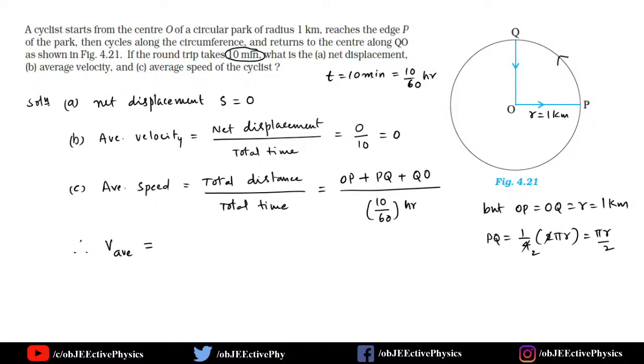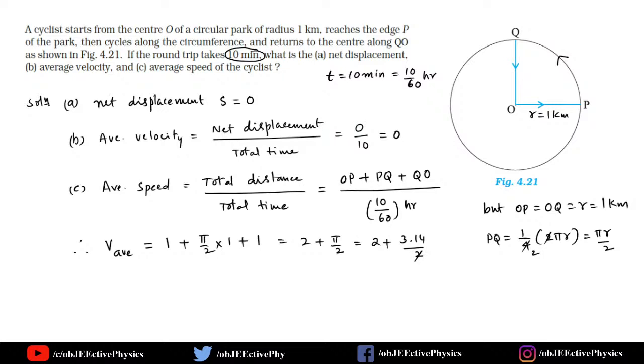average speed V average is equal to 1 kilometer plus pi by 2 into r. R is equal to 1 again, and OQ is equal to r. So that is equal to 2 plus pi by 2. 1 plus 1 is 2, pi by 2 into 1 is pi by 2. Pi value is approximately 3.14, pi is 22 by 7. 22 by 7 is equal to 3.14.